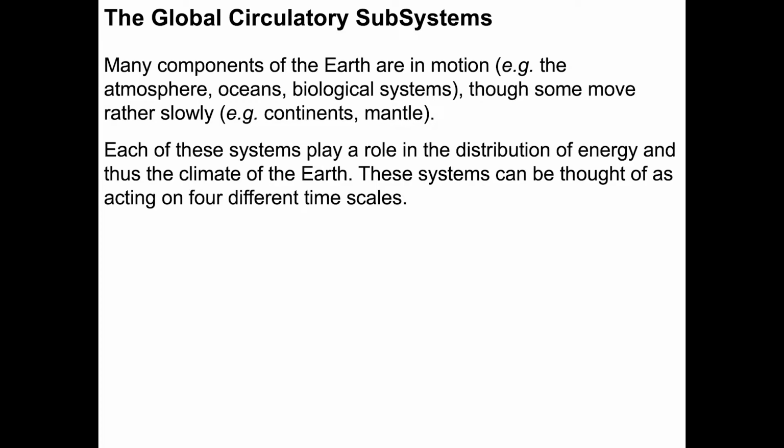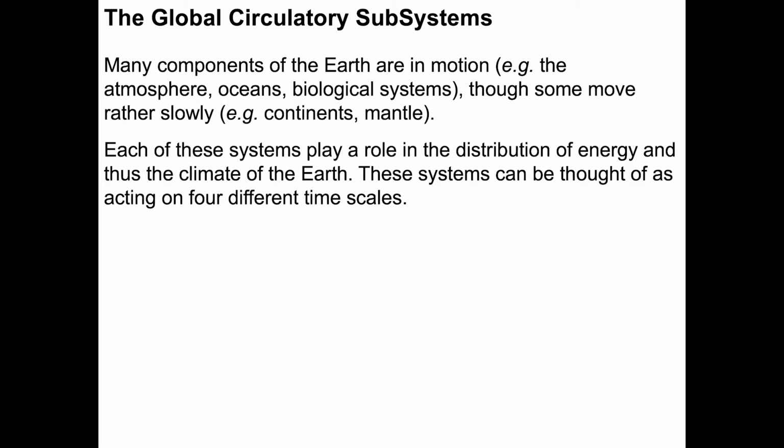And we have some components that move very slowly. The continents are always moving, but very slowly. The mantle is in constant motion, has been in motion since it developed roughly 4.5 billion years ago. Now, the mantle didn't really develop then, but shortly after. Each of these systems play a role in the distribution of energy and therefore the climate of the Earth.